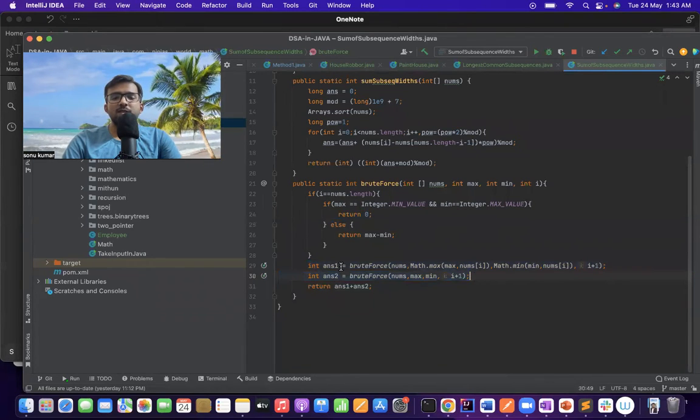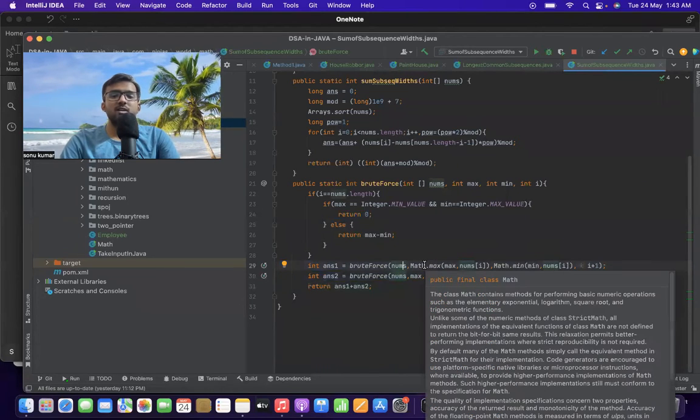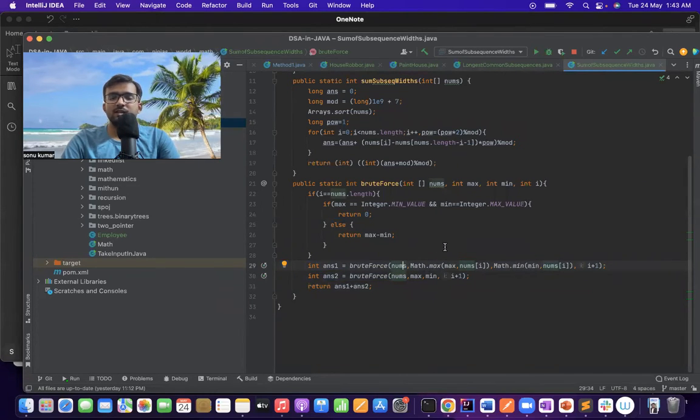In the first call, I'm including the element, and in the second call, I'm excluding the element from our output. Once we include the element into our output, you need to update the max and min values accordingly. So I pass the updated max and the updated min, and go to the next element. This is the first case. In the second case, we just pass max and min as they are because we are not including the current element in the subsequence, and this is for traversing the next element.